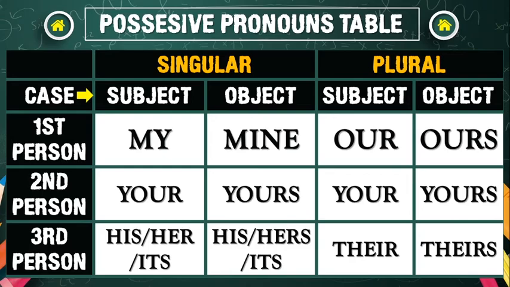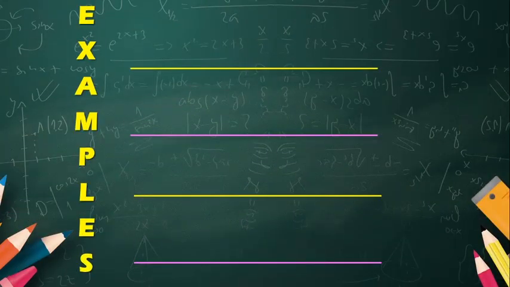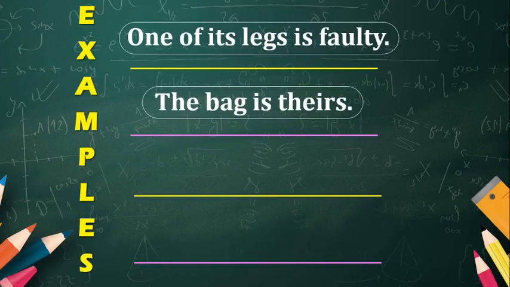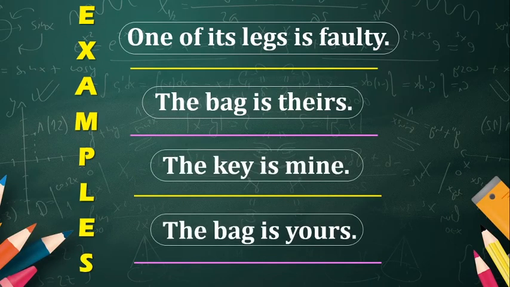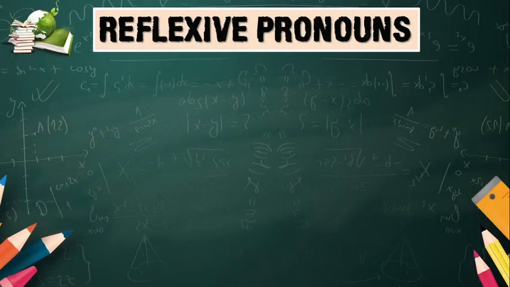Let's see some further examples. One of its legs is faulty. The bag is theirs. The key is mine. The bag is yours. Let's go on to see another type of pronoun that we have in English. This is called reflexive pronouns.